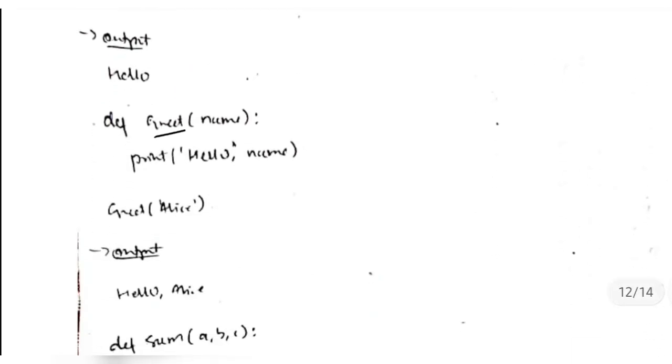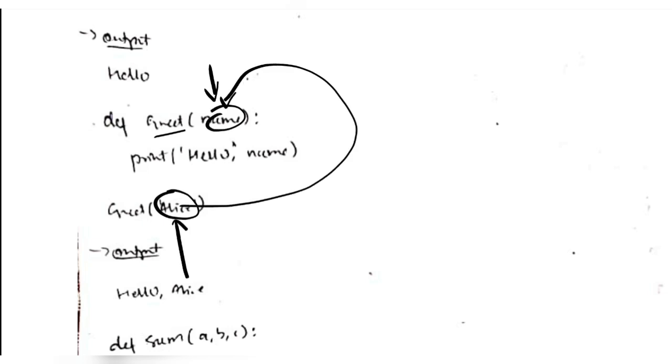In the same way we can modify it like greet, and inside that I can have name. So if I pass any name here like Alice, this will be called and stored in name. Alice will be stored here, and what will be printed? Print hello and the name. Name is Alice, therefore Alice will be printed.